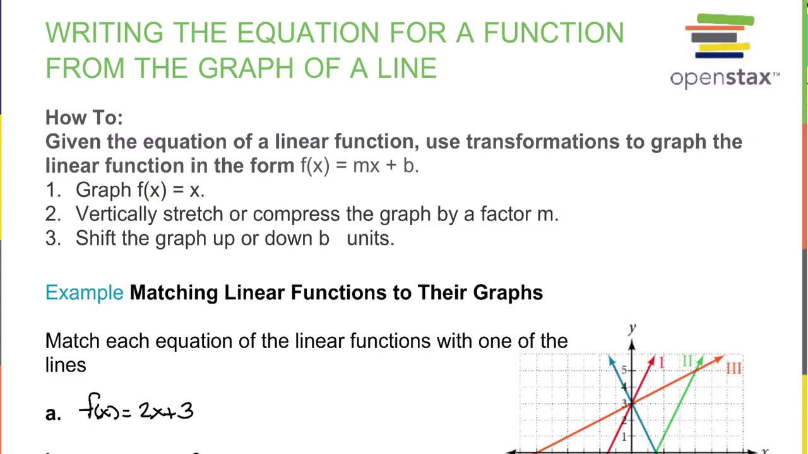So if you will remember, that's the line that goes through the points 0, 0, 1, 1, 2, 2, 3, 3, negative 1, negative 1, negative 2, negative 2, negative 3, negative 3. It goes right through the origin. And then from there, make your vertical stretches or compressions by the slope factor. And then from there, you're going to shift the graph up or down b units.